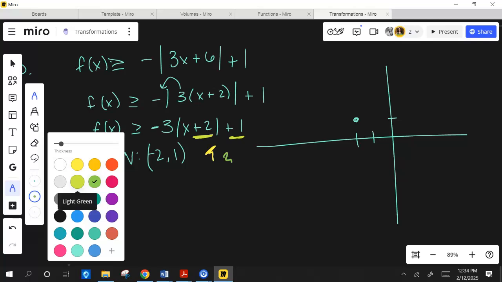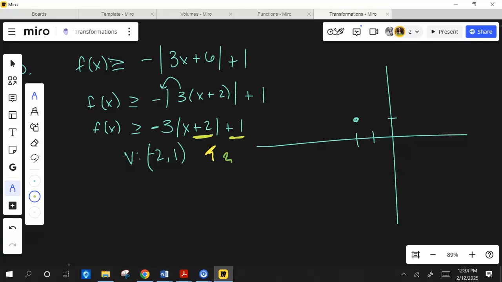Okay. Now, I've got the vertex. I need another point, right? So what point am I going to use? I'm going to look at my vertex right at -2, and I'm going to stick close to it. So if I'm at -2 right now, what's close to -2? -1 or -3. It doesn't really matter which one you pick. Pick one, yes?